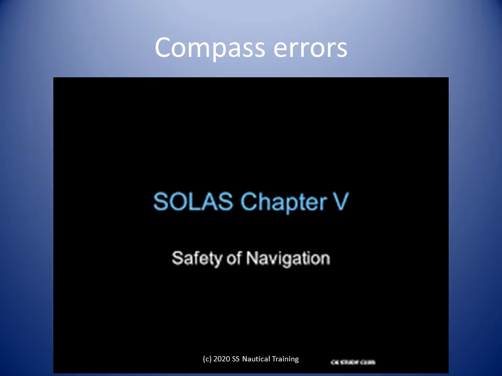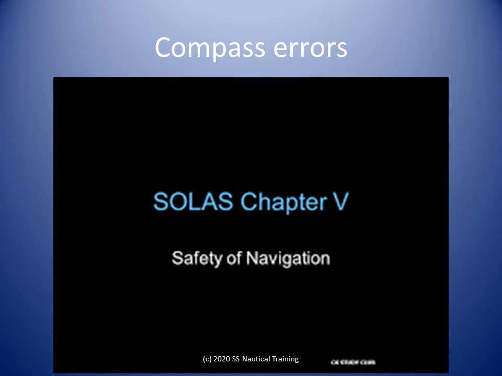The navigation officer of the watch is required to determine compass error at least once per watch and after every large alteration of course where practicable. Three of the methods available to the navigator for checking compass error are transit, azimuth and amplitude.